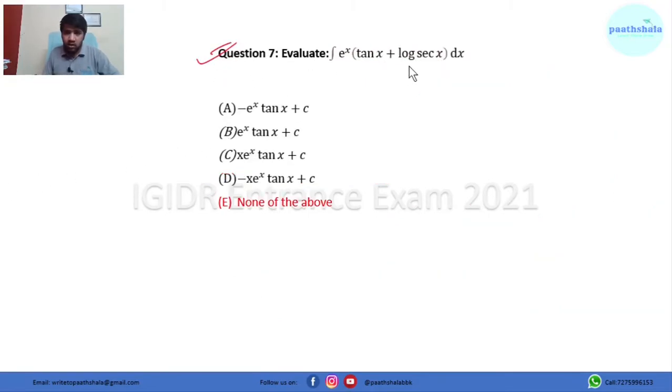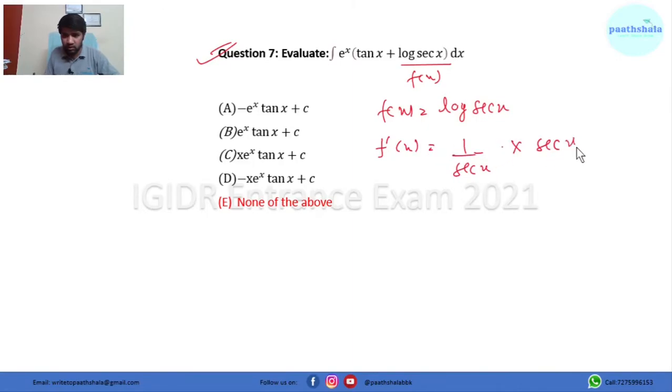Here, if you look at the function in this question, if I treat this as our first f(x), it is log sec x. Now differentiate this function, so it will come out to be 1 upon sec x, and the differentiation of sec x is sec x tan x. So sec x gets eliminated, and this comes out to be tan x, which is our f'(x).